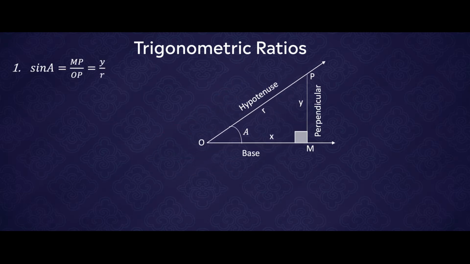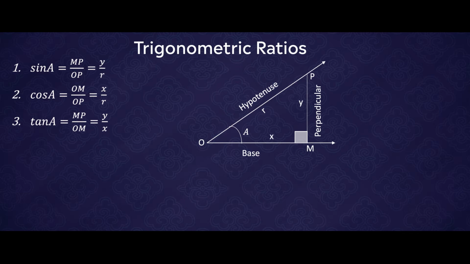Sin A means MP divided by OP, which is Y divided by R. This is the sine of the angle A. Similarly, cos is base divided by hypotenuse, that is X divided by R. That is the cosine of angle A. And tangent of the angle is perpendicular divided by base, Y divided by X.